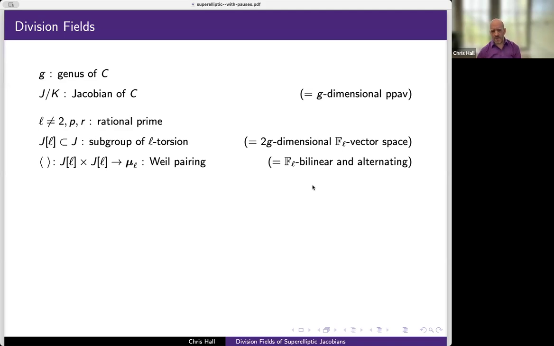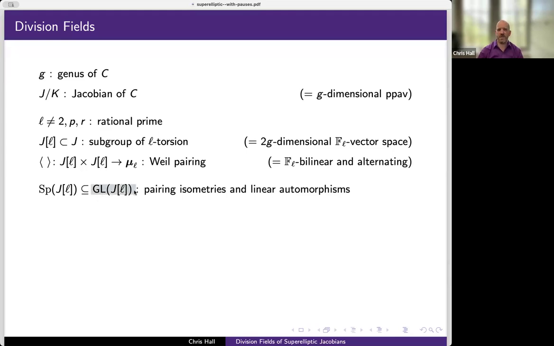All right, so this is usual stuff. And once I have my l-torsion, there's really 2 groups that are interesting to think about. One of which is just the group of linear automorphisms.